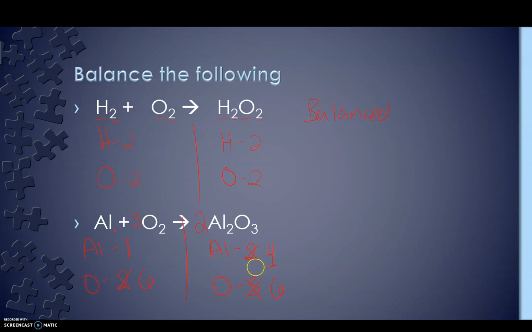Now we have 4 for aluminum on our product side, so we need to give it a coefficient of 4 on the reactant side. All of our numbers match up, so now this equation is balanced. So overall it's 4 aluminum plus 3 oxygen yields 2 aluminum oxide.